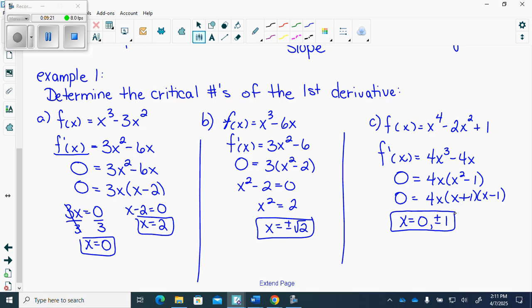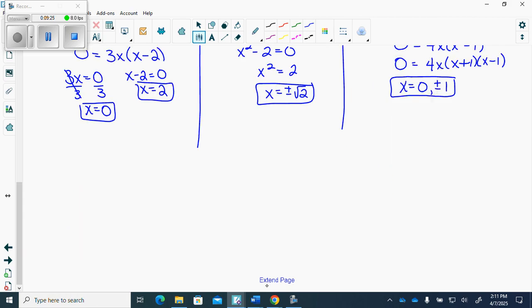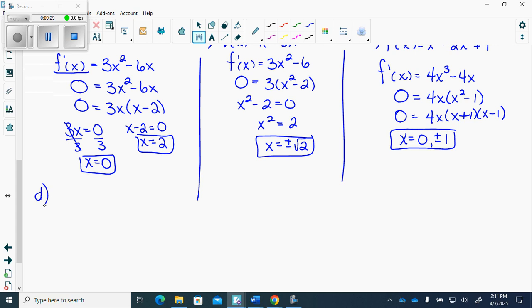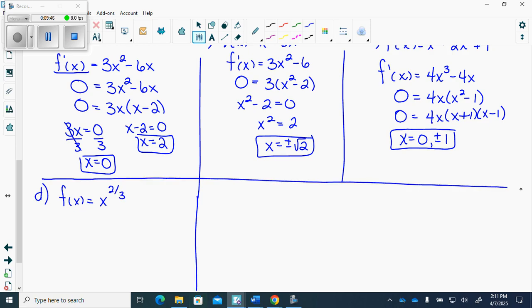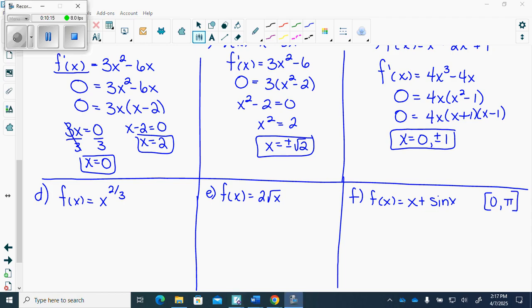Yeah? Okay, that's polynomials. What happens if I give you something that's not a polynomial? So B, you can use the power rule on this one. So I'll have f of x equals x to the 2/3. E, f of x equals 2 root x. F, f of x equals x plus sine x from 0 to pi. So x to the 2/3, please. X to the power of 2/3.